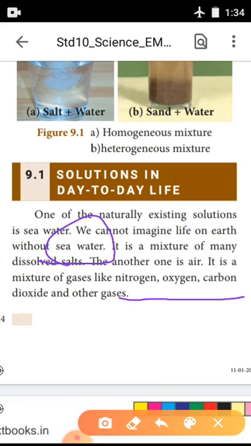The sea water and air is a homogeneous mixture because their components cannot be separated. Their components cannot be separated from the mixture, which means it is a homogeneous mixture. So seawater contains many salts, but we can't separate the salt particles from the seawater. Like that, air contains many gases. We can't separate each and every gas from the air because these are homogeneous mixtures of solutions. Is it clear?